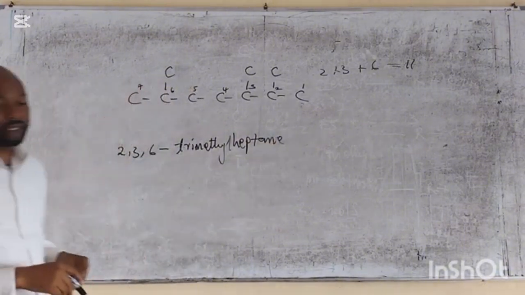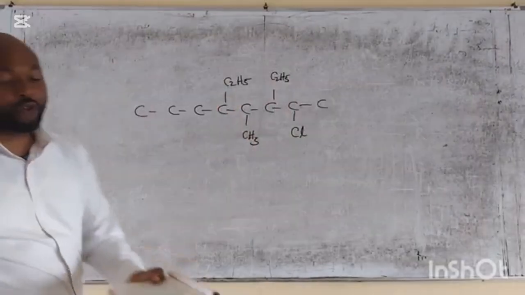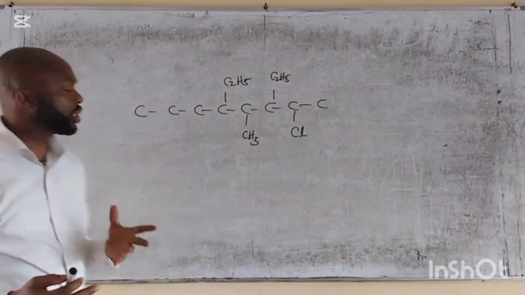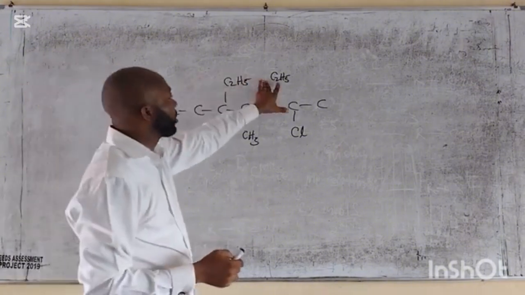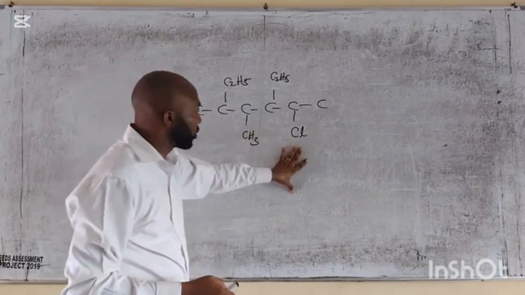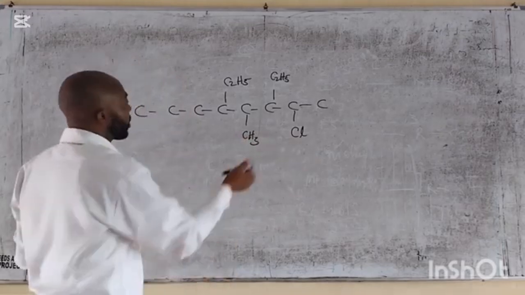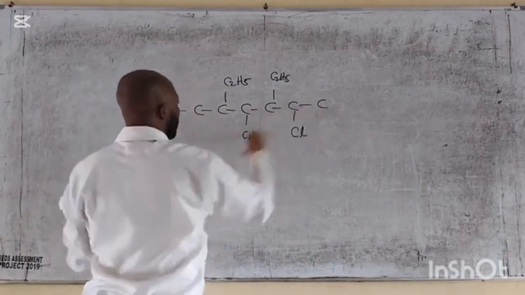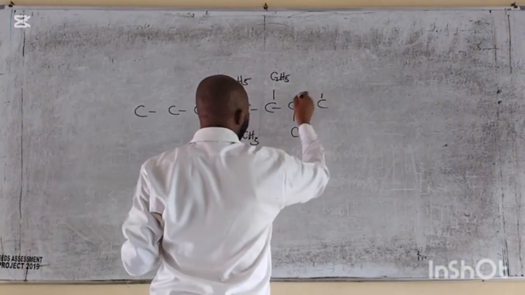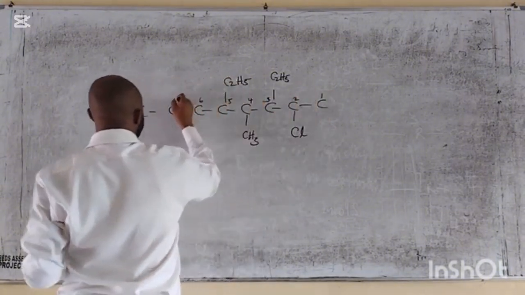Alright, that is it. Let's take more. Now we have to consider the locant. Which direction do we start from? Here we have ethyl, ethyl, methyl, chlorine. That's chloro. So obviously this is where we're going to start because everything actually falls back to this side. So this becomes 1, 2, 3, 4, 5, 6, 7, and 8.